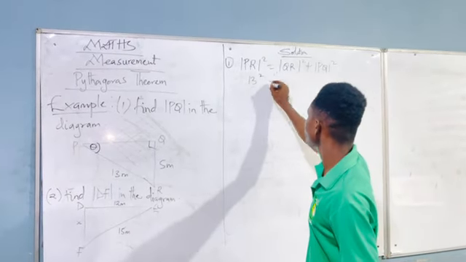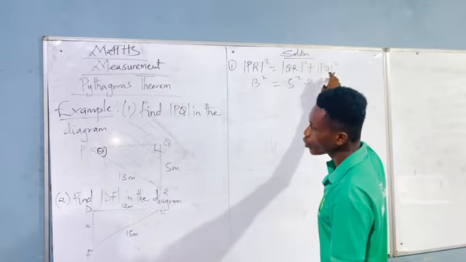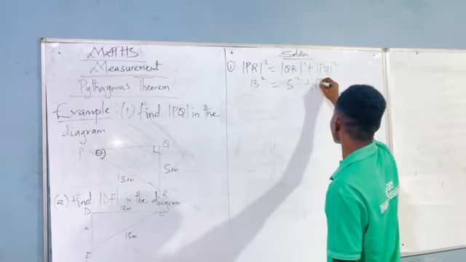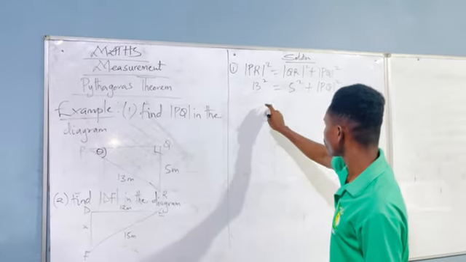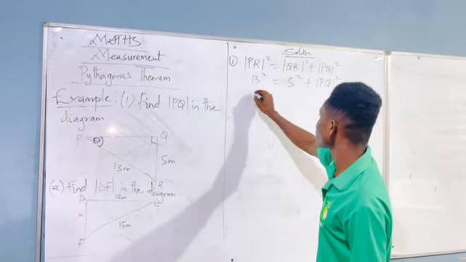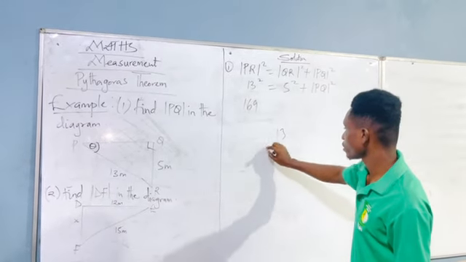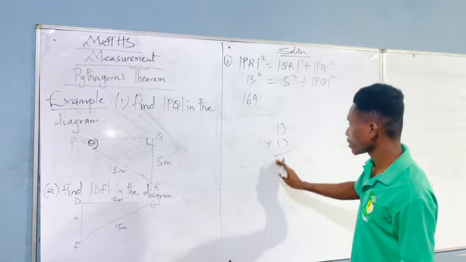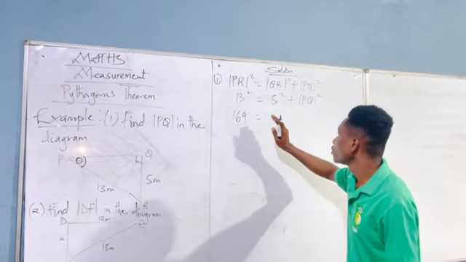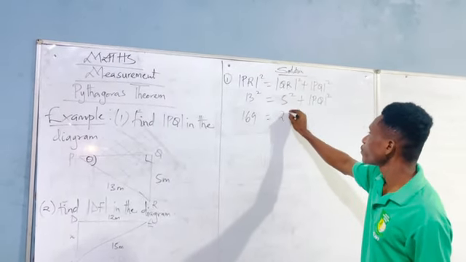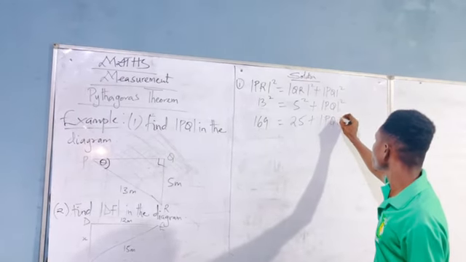So 13 squared is equal to, QR is 5, so 5 squared plus, we don't know our PQ, so that one we maintain it. Okay, so 13 squared is 169. So 13 squared is like 13 times 13. Using the vertical mathematics way, you can get it. Okay, pause. Now 5 squared is 25, 5 times 5, which is 25, plus line PQ squared.